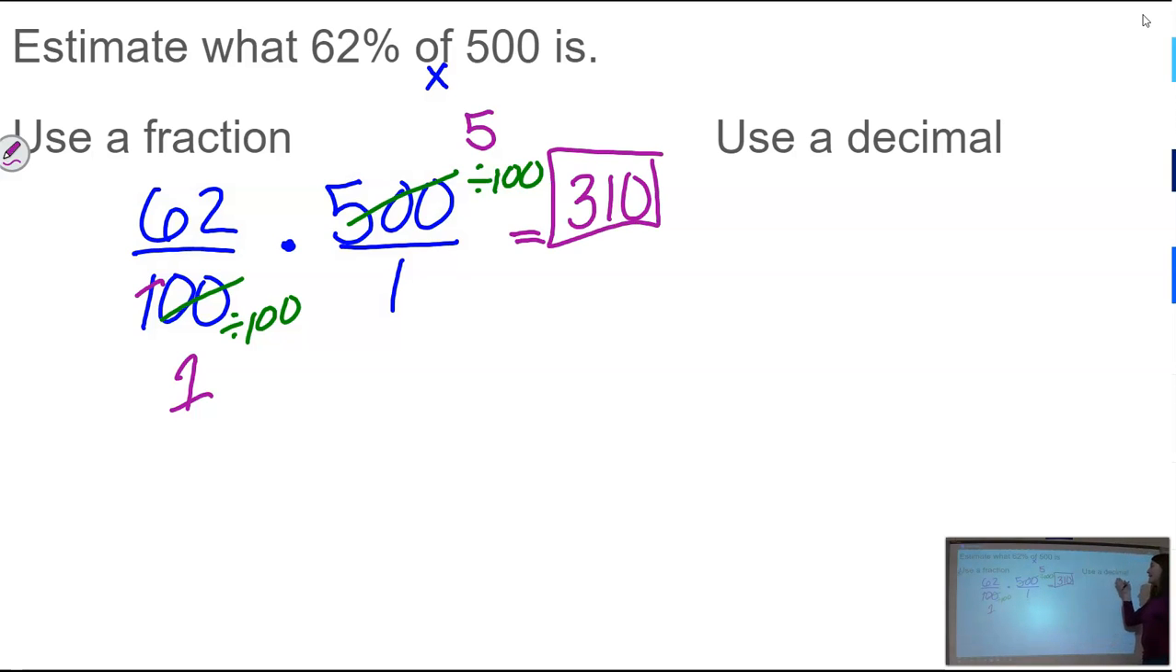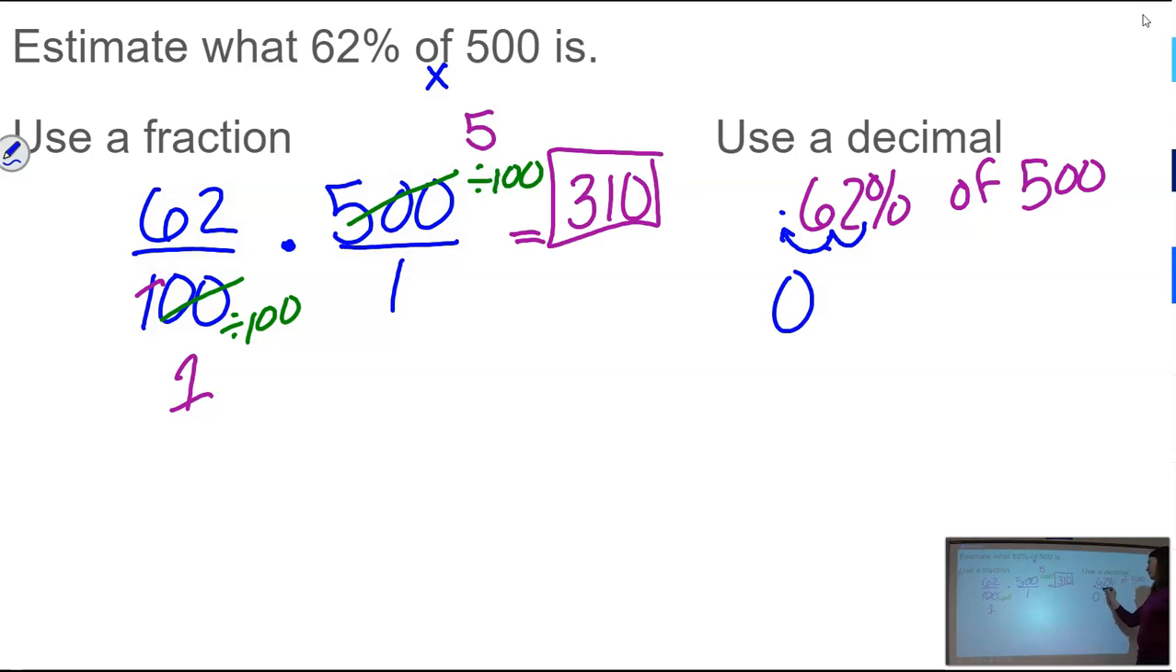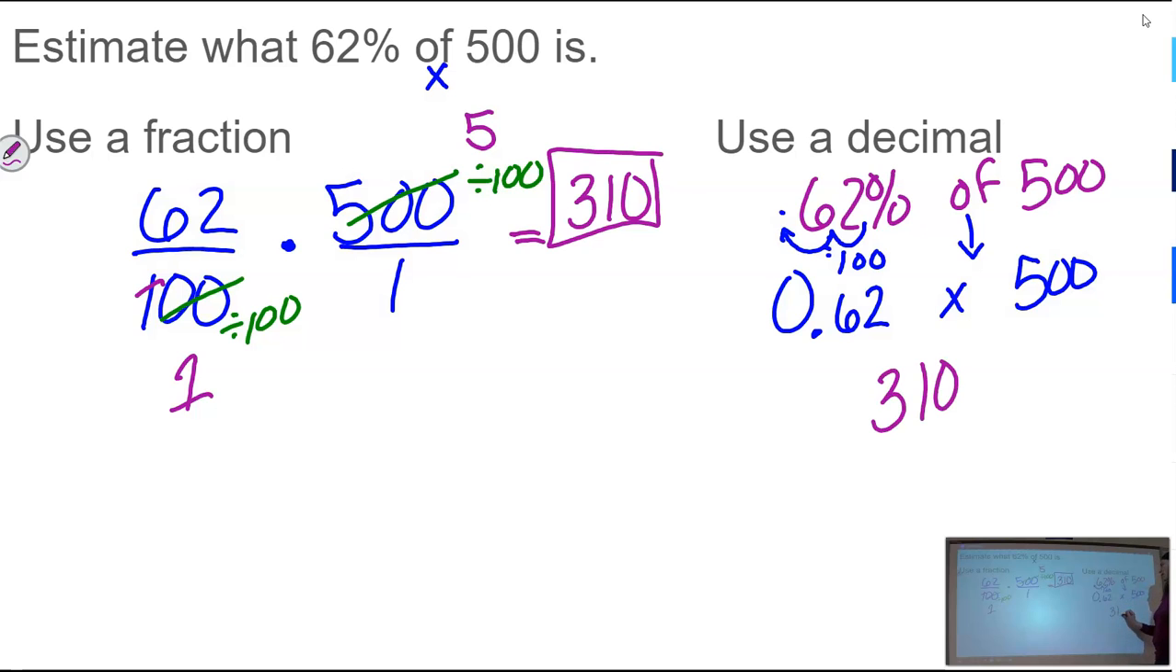To find it using my decimal, same thing. I have 62% of 500. So change this to a decimal, and when we do that, we divide by 100 or move it over twice. So I get 0.62. Of means to multiply 500. My favorite is using the decimal method because it always works. All you have to do is move the decimal over 2 times. And then when I put 0.62 times 500 into my calculator, I get 310, which is the same as what we did as the fraction method.